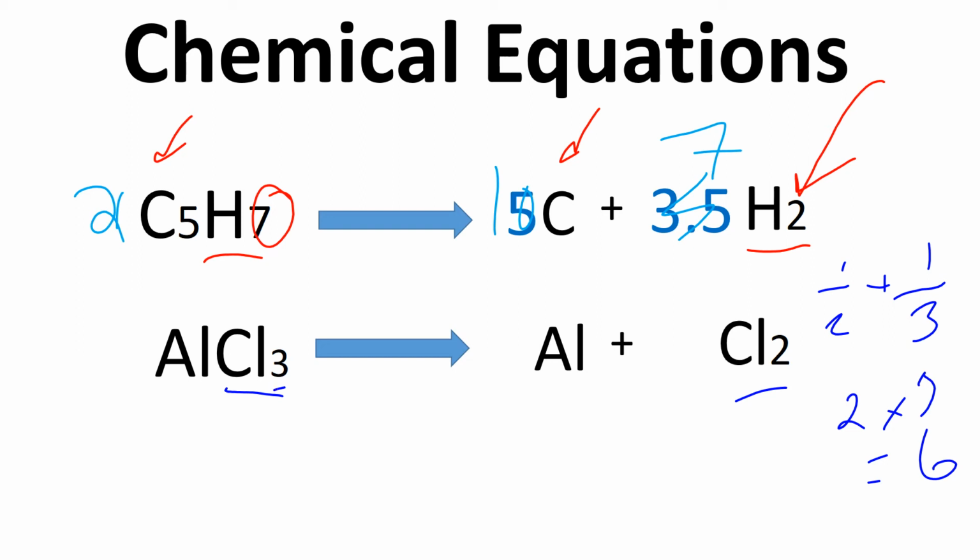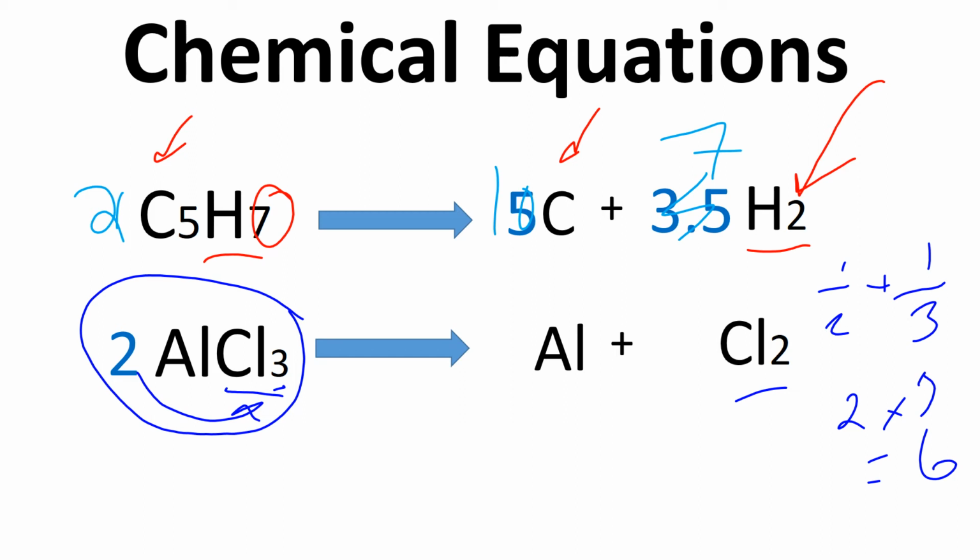If we've already got 3 here, what do we want to put in front of the big compound? 2. Now that does change the number of aluminums, but we'll come back to that in a second. So as it stands right now, we have 6, 2 times 3 chlorines on the left side. Over to the right side, we've already got 2.